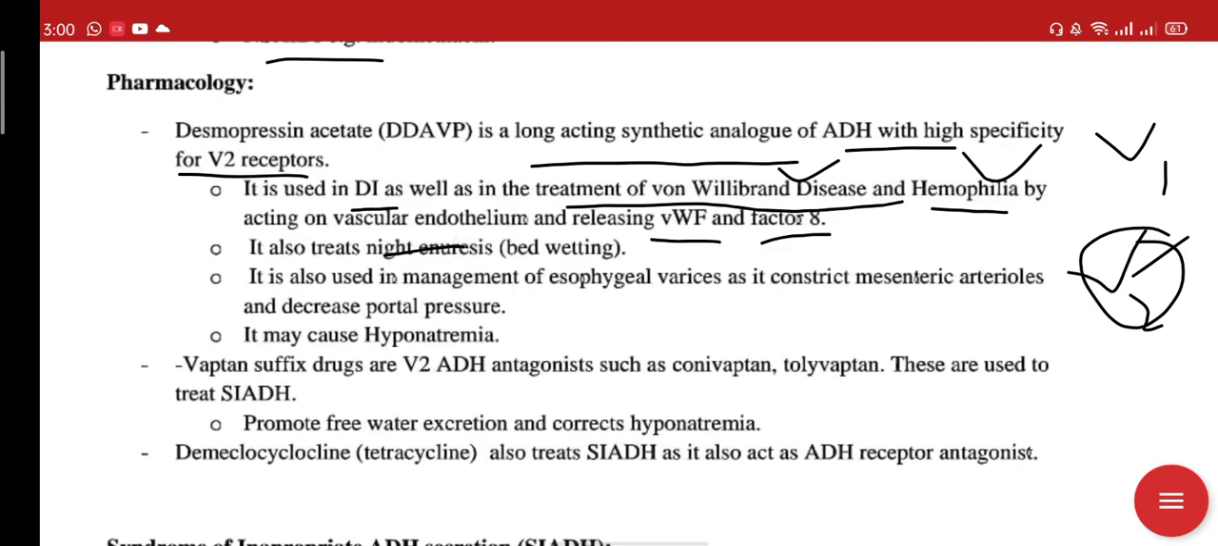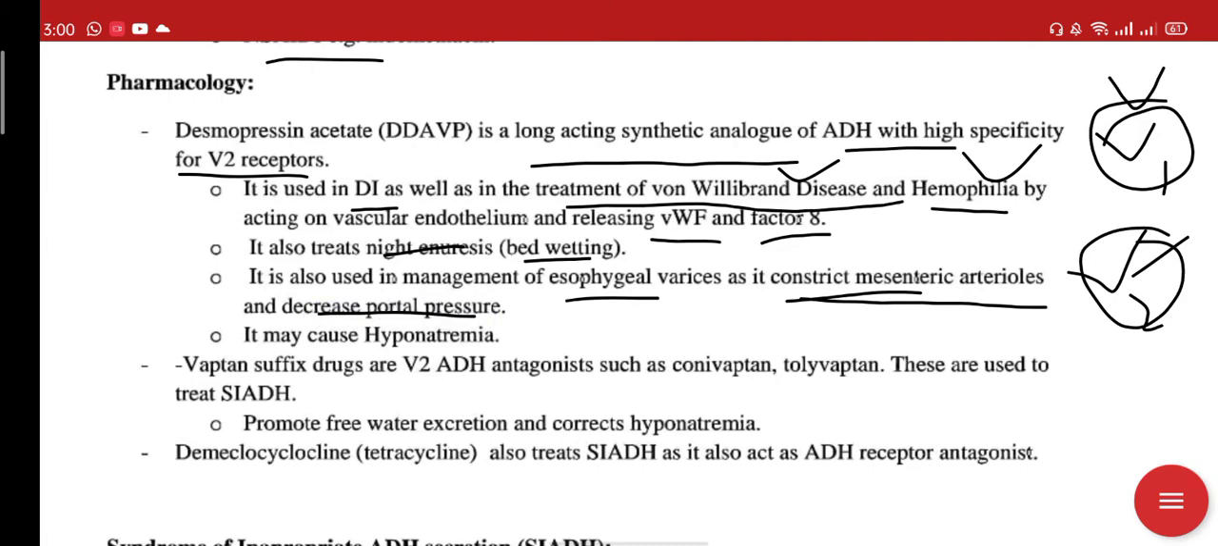It can also treat nocturnal enuresis, the bedwetting, because it prevents urination. Moreover, it is also used in the management of esophageal varices. Since it constricts via V1, which I told you causes vasoconstriction, it constricts the mesenteric arterioles. So there is a decreased portal pressure, and once there is a decrease in portal pressure, the esophageal varices are not that problematic.